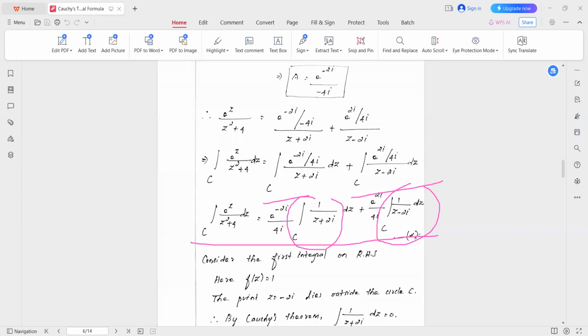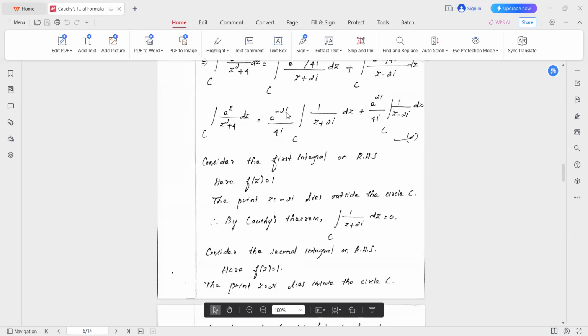So first we find the integral. First we consider this integral. Here, what is the value of f(z)? When we compare this equation with Cauchy's integral formula, we get f(z) equal to 1. At which point does the analyticity fail? At −2i. So next, we have to check whether the point −2i lies inside or outside.